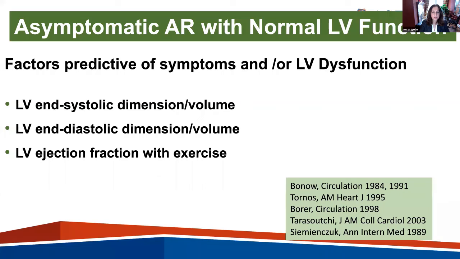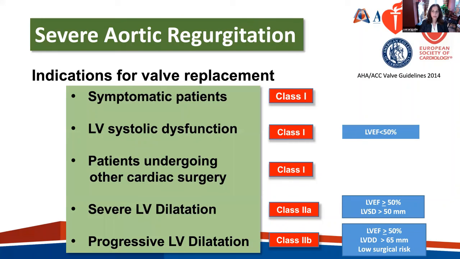Factors predictive of symptoms and/or LV dysfunction based on these historical studies include end-systolic dimensions and volume, and diastolic dimensions and volume, and LV ejection fraction, particularly with exercise. So all of these studies have been put into the AHA-ACC practice guidelines for patients with valvular heart disease. The last full guidelines was published in 2014. There is a new revised guidelines coming sometime this year. Not sure exactly when that's going to be published, but if we were going to go by the guidelines to date, this is what the guidelines would tell us.